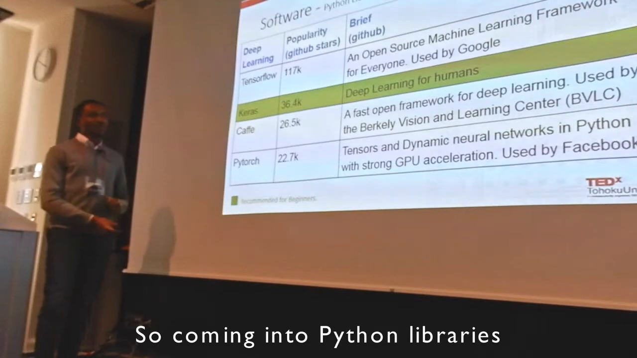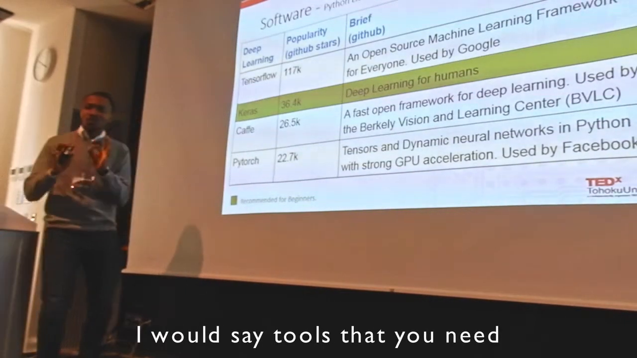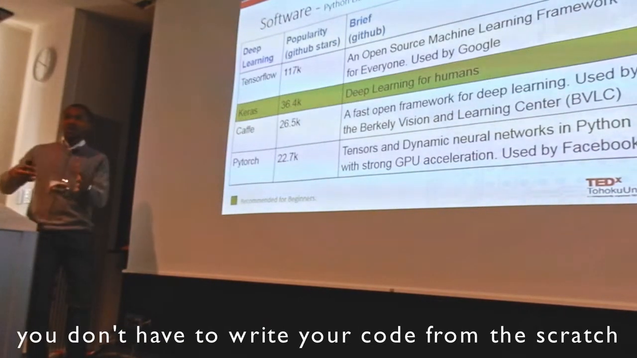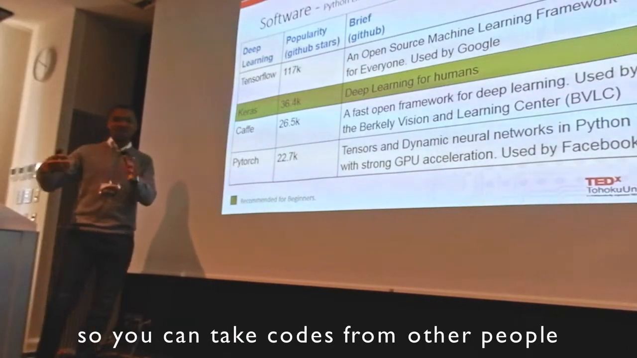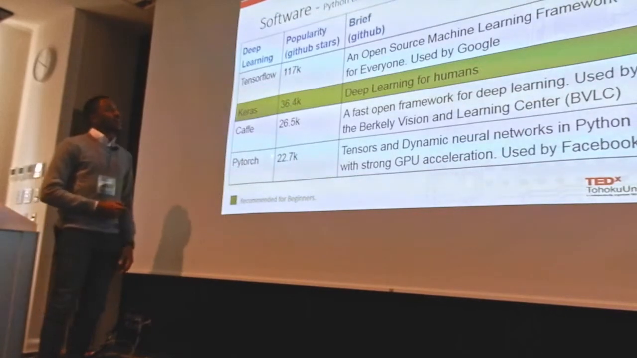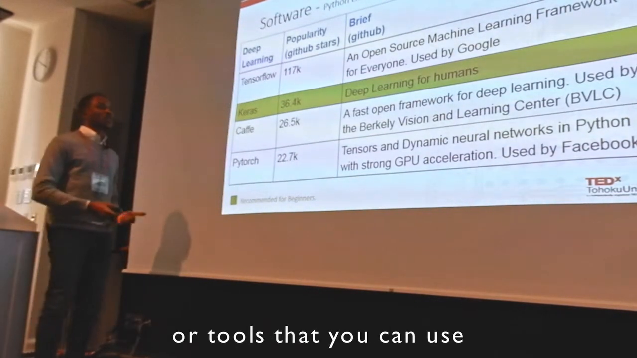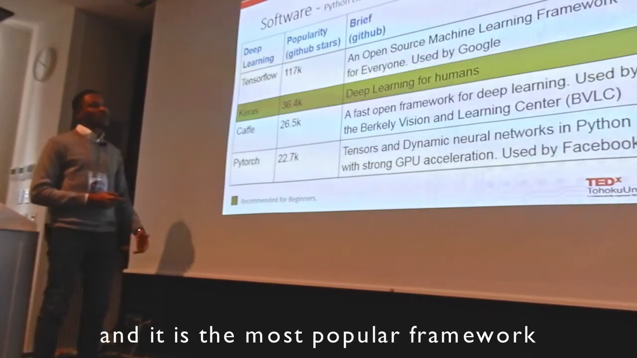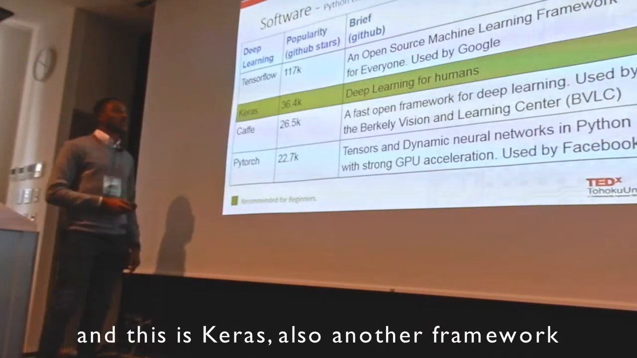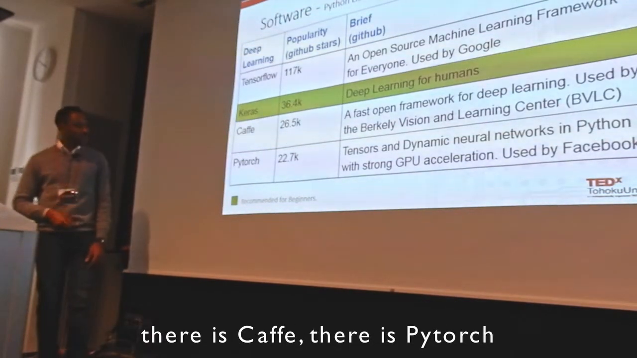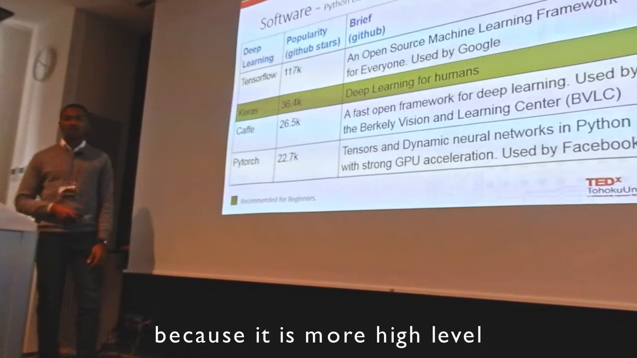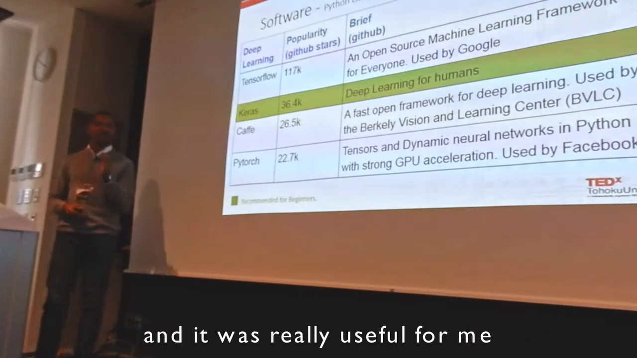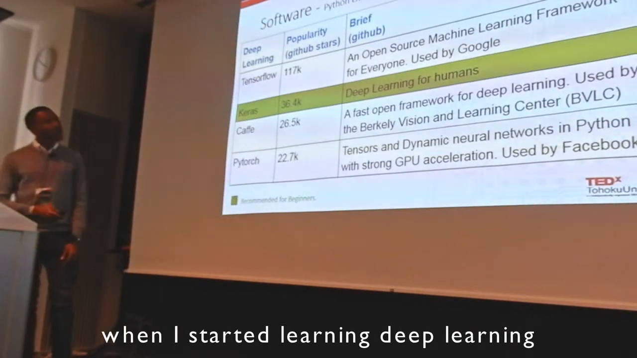So coming into Python libraries, I would not say libraries, but I would say tools that you need. If you do the programming, you will understand that you don't have to write code from the beginning. You can take code from other people and just use it. So, which are the most popular frameworks or tools that you can use? You might have heard of TensorFlow by Google, and it's the most popular framework. And this is Keras, another framework. There's Caffe, there's PyTorch. And for beginners, I would recommend using Keras because it's more high level. According to the people who created it, it's deep learning for humans. And it was really useful for me when I started learning deep learning.